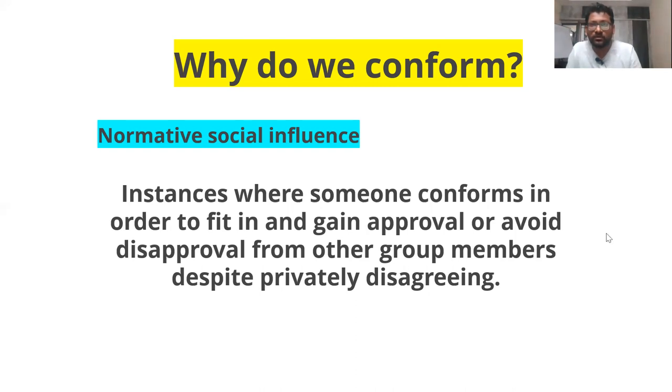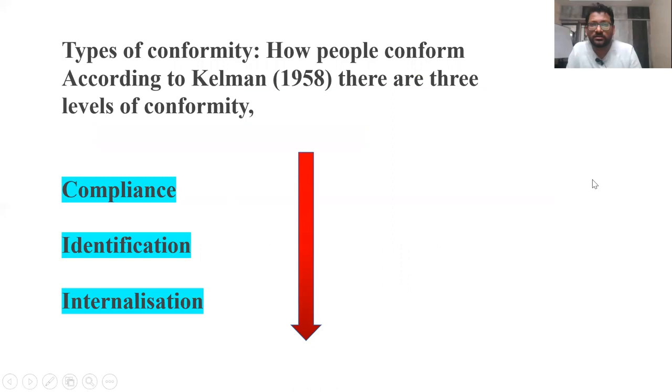So how about types of conformity? When we talk about types of conformity, and especially how people conform, according to Kelman, 1958, there are actually 3 levels. Internalization is the deepest level of conformity, and the lowest, most shallow level is compliance. So what is compliance?